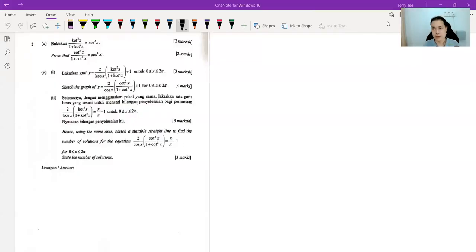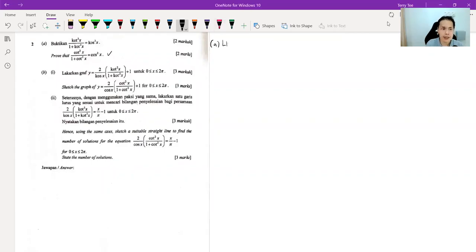Okay, let's move on to question number 2. So in this question, we have to prove a trigonometric identity for the first part and sketch a graph and find the number of solutions for the second part. Okay, so I think we'll start off with part A. To prove that cotangent square x over 1 plus cotangent square x equals cosecant square x.